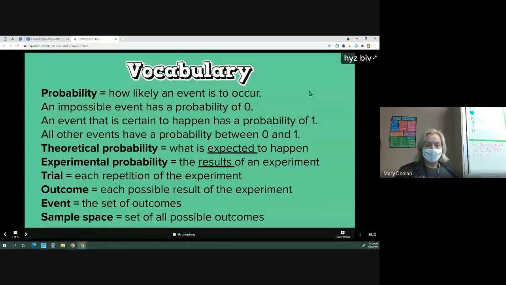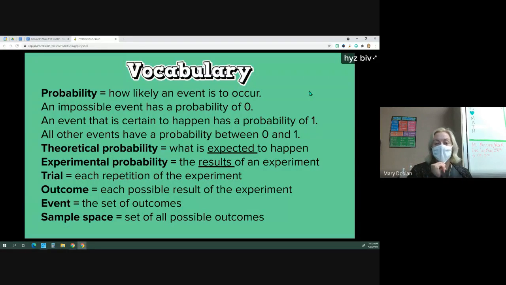So here's some vocabulary to get familiar with. Probability is just how likely an event is to occur. It is represented by a number. That number is going to be anywhere from 0 to 1, and usually it looks like a fraction. Okay, so an impossible event, like you wake up tomorrow with the ability to fly or turn invisible, has a probability of 0. An event that is absolutely certain to happen, like you are enrolled in geometry, has a probability of 1. Okay, everything else falls in between 0 and 1.